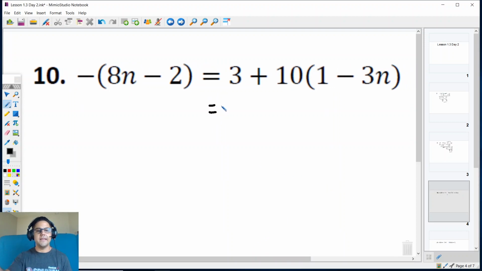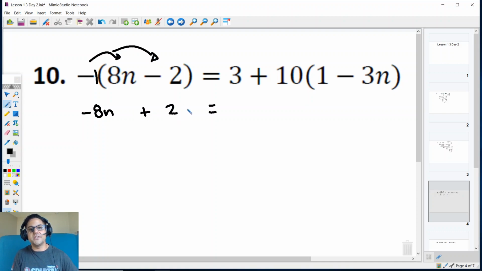All right, let's try the left side first. Negative sign times 8n. Remember, if you'd like to put a little 1 there, you can. So negative 1 times 8n is negative 8n. And negative 1 times negative 2 is positive 2. Now, there's nothing else I can do on the left side, so on the right side, I'm going to go ahead and continue on. Some of you may say, oh, 3 plus 10 is 13, but remember, that's not allowed. That is not order of operations. So in other words, the 3 stays the same, but you got to distribute the 10. So 10 times 1 is 10, and 10 times negative 3n is negative 30n.